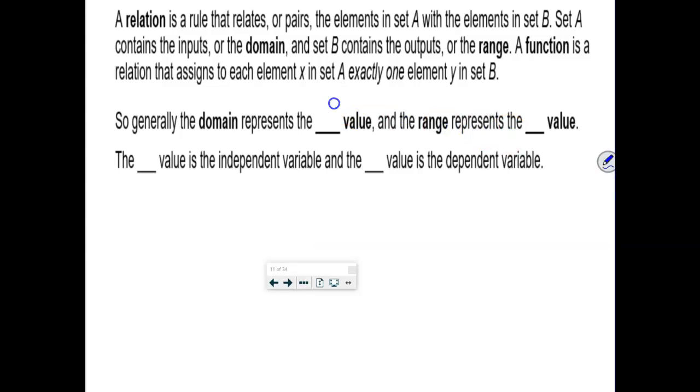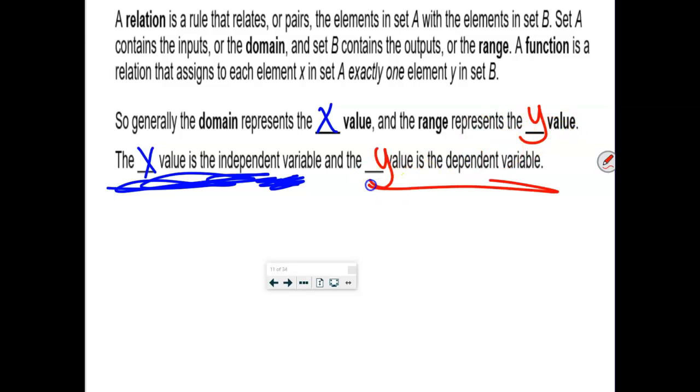So just to jot down some notes here, the domain represents the X value, which is also the independent variable of my science friends. And then the range, like we were told, represents the Y value, and the Y value is the dependent variable. In science it makes lots of sense, because the independent variable is the thing that you're changing in your experiment, right? Like you're cranking up the temperature each time and you're recording the results.